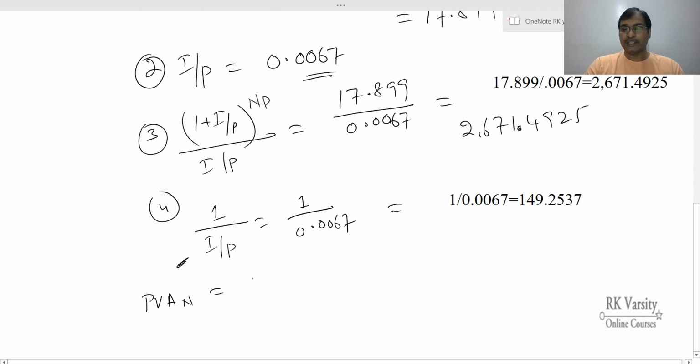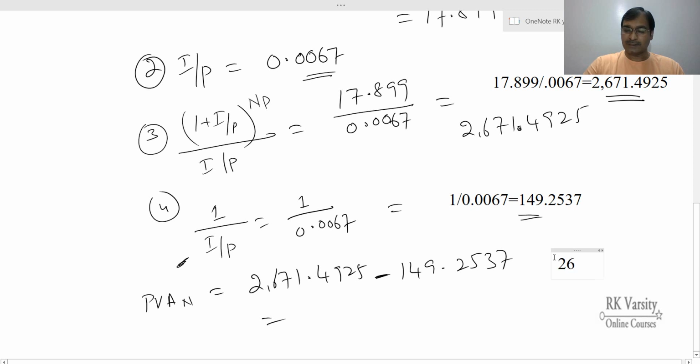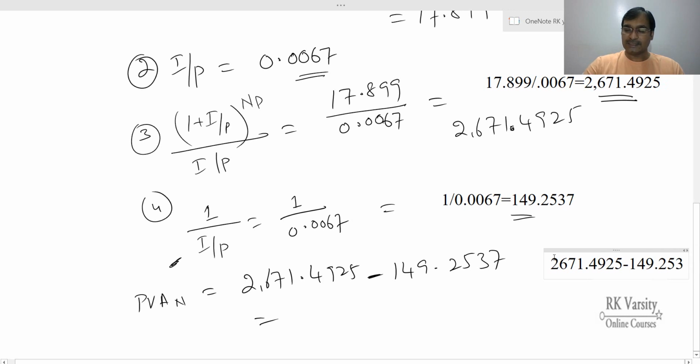Then your future value annuity ordinary equals 2671.4925, this value, minus this one, 149.2537. So this equals 2671.4925 minus 149.2537, which is 2522.239.